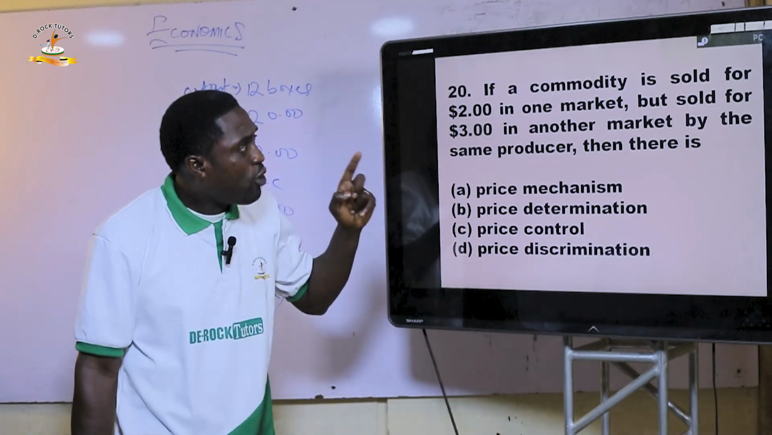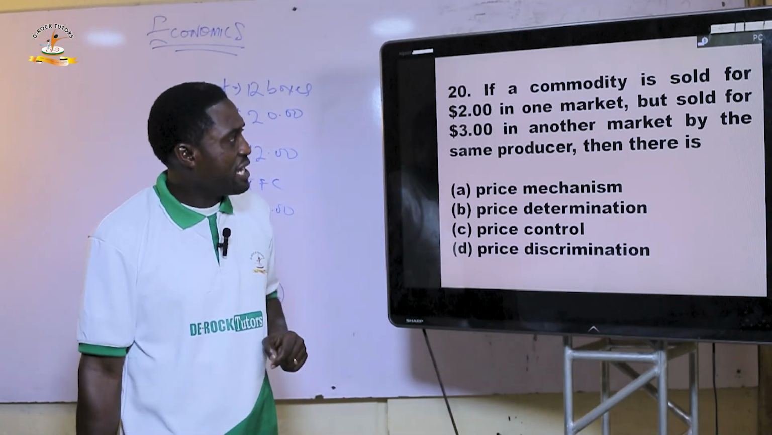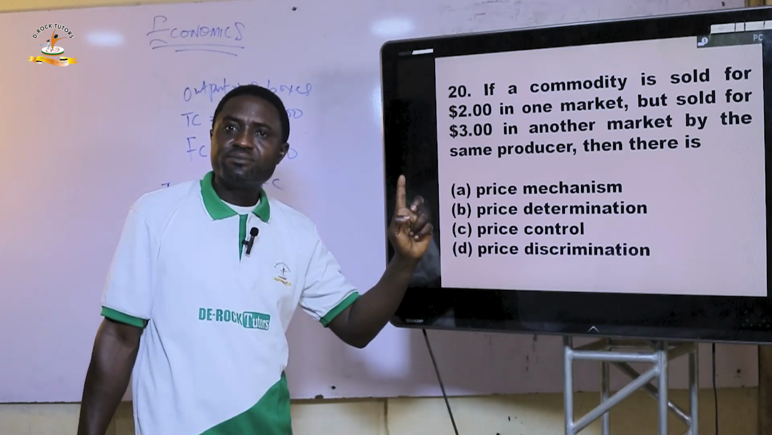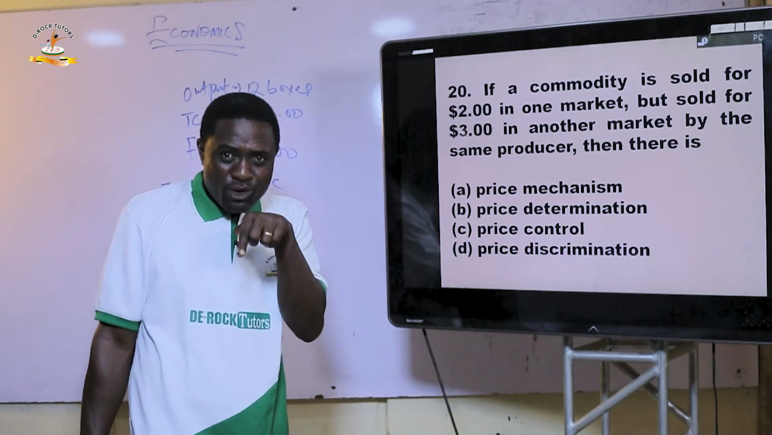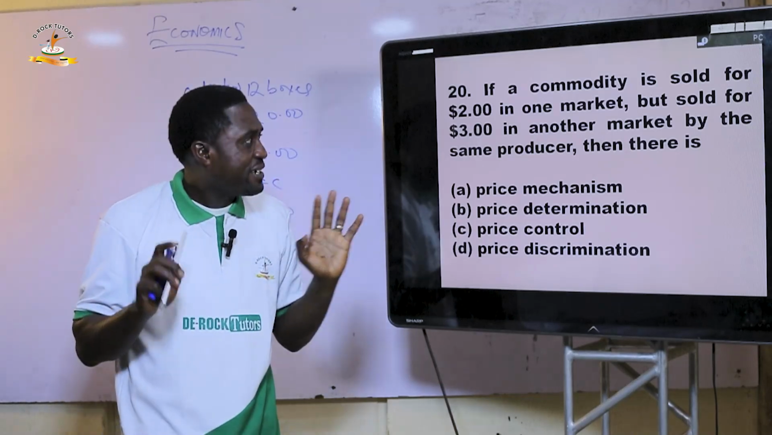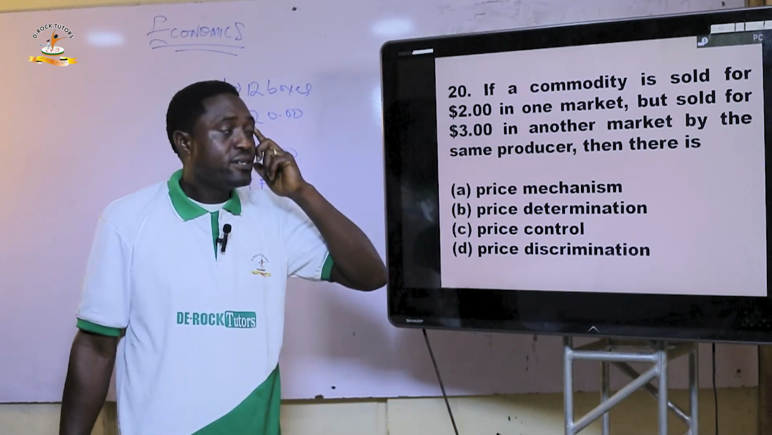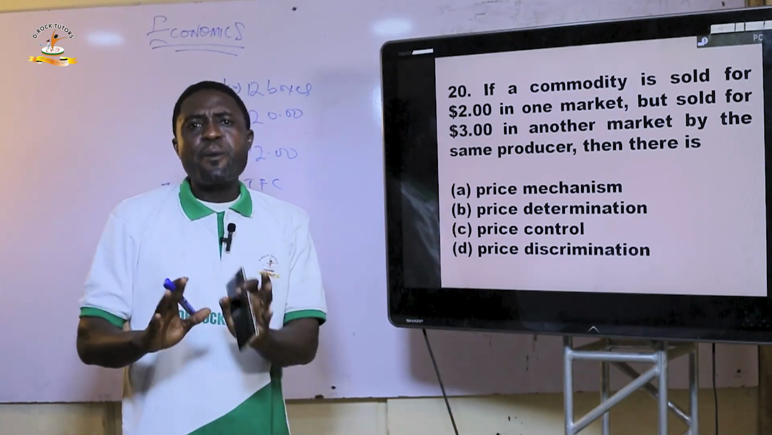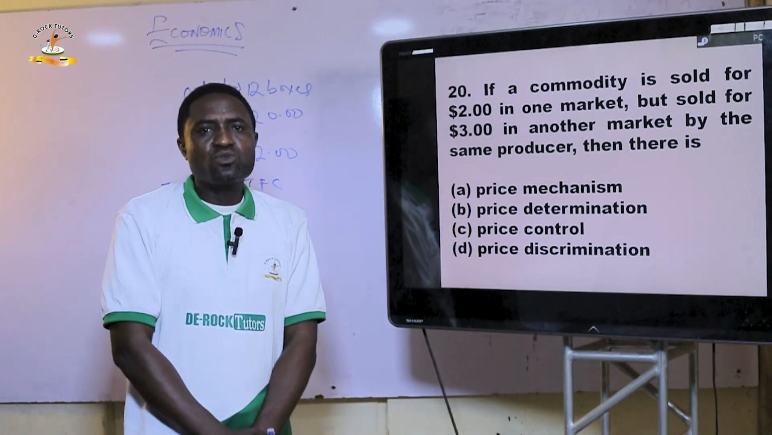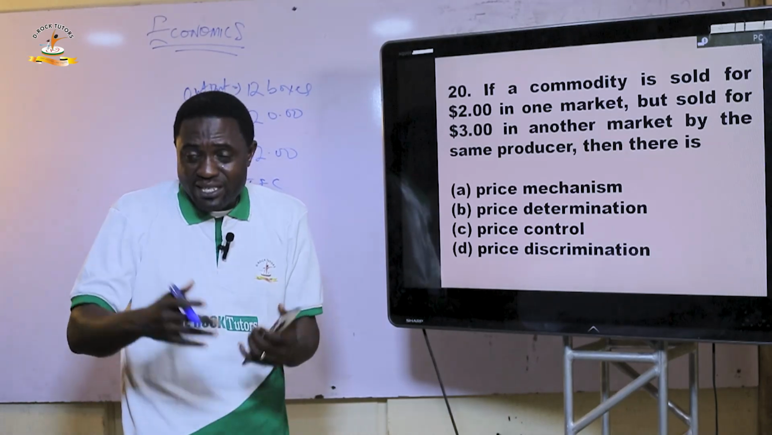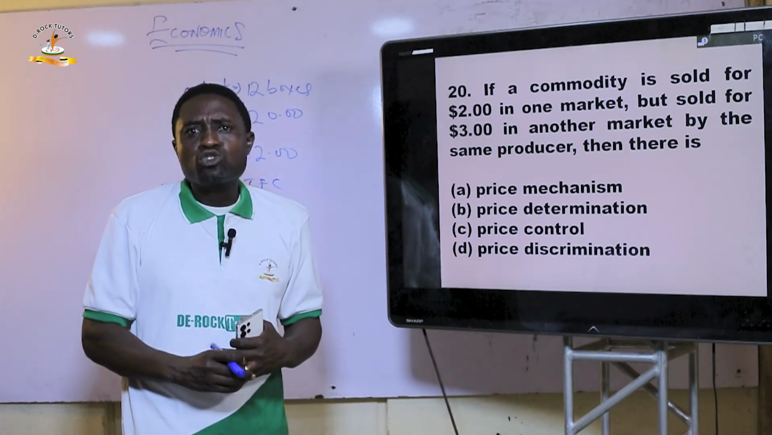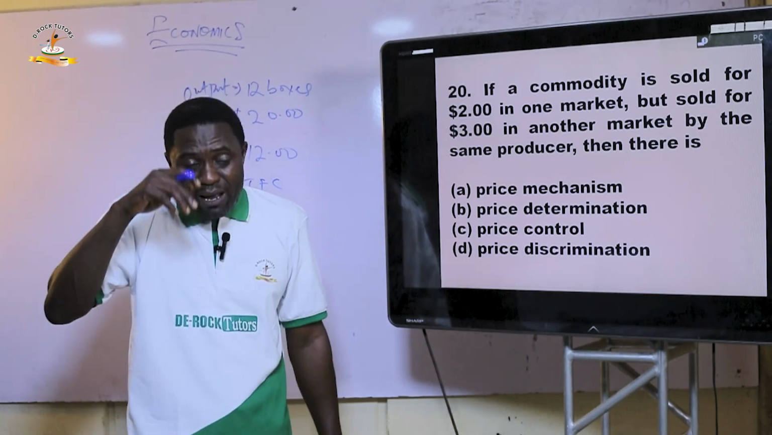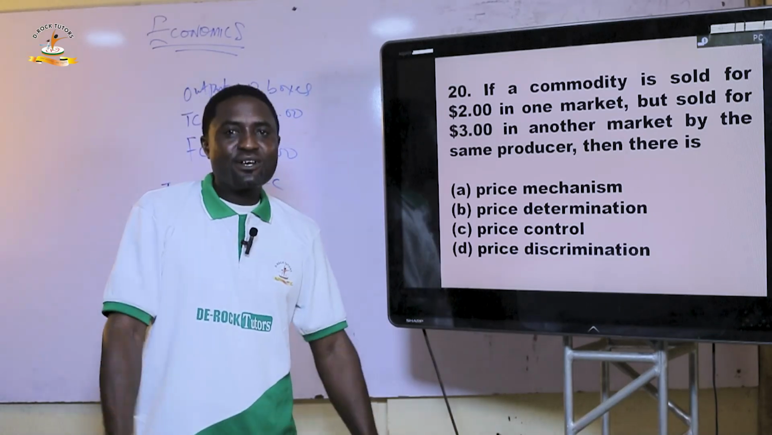Question 20. If a commodity is sold for $2 in one market, but sold for $3 in another market by the same producer, the same product at different prices in different markets, then there is what they call price discrimination. Price discrimination: you are selling your products to different people at different prices. The same product, you are selling it differently. You know, you can decide to do a promo for a particular product. If you are buying the first time to buy my product, you are going to pay $100,000.